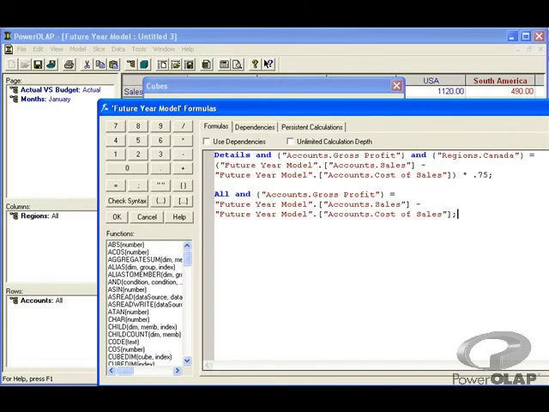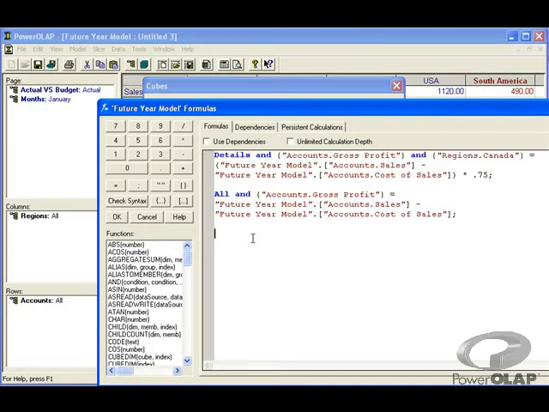Also, on the left-hand side, there are two other syntaxes that are acceptable. First is the subset function. By using a subset function on the left-hand side of a formula, a user can manage the members that get calculated on the left-hand side of a formula, or within the region of the formula, without having to modify the formula every time new members are added. All the user has to do is simply maintain their subset.